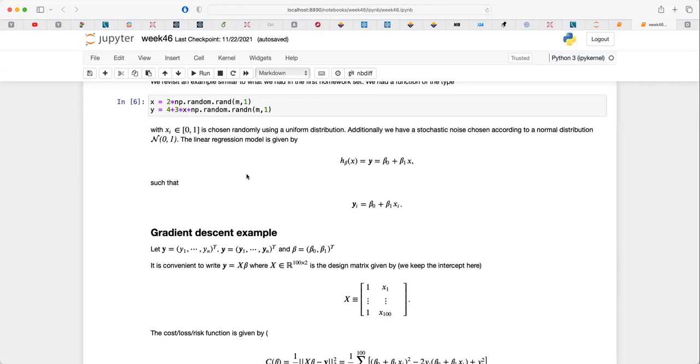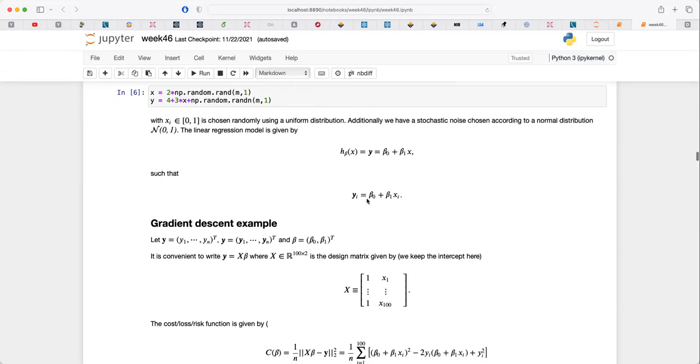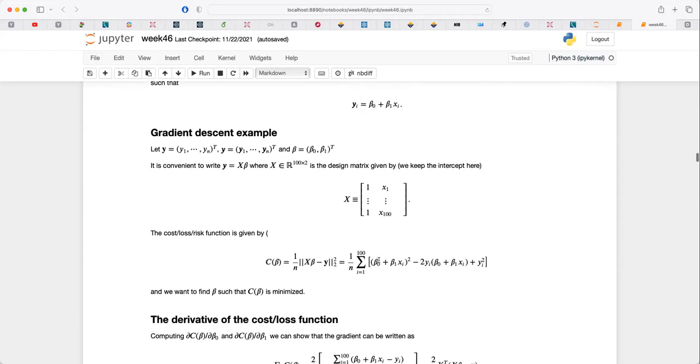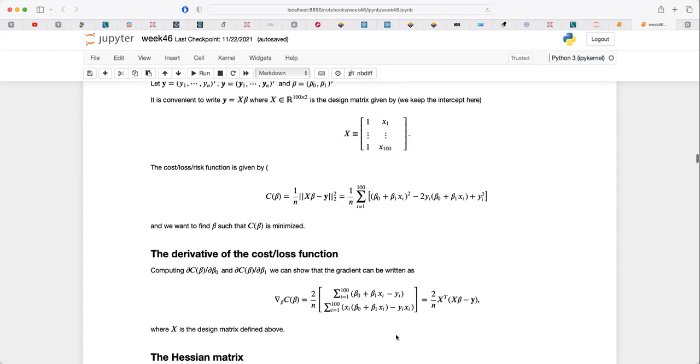If we now look at the example here, we are going to make a fit where our y_i is given by beta_0 plus beta_1 times x_i. I keep the intercept, so that means that the design matrix is simply given by this. We have 100 points, and this is a basic case. This is now the cost function. It's pretty easy just to spell it out, simple algebra. And then we have the derivative with respect to beta_0 and beta_1. And this defines our gradient, which we can write in a more compact way like this.